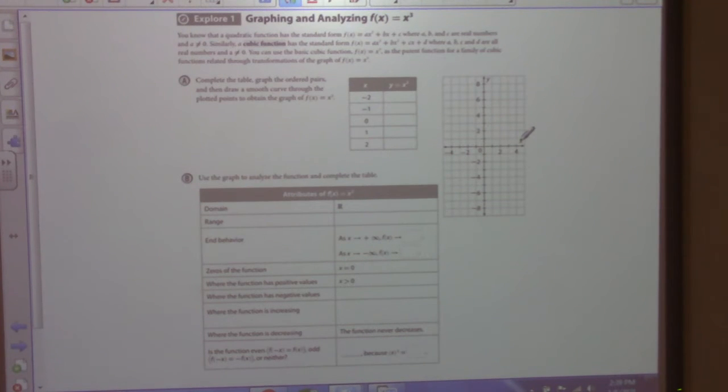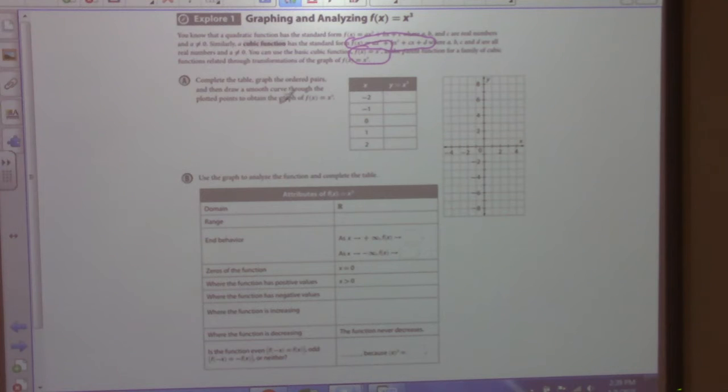Here we're given Explore 1, graphing and analyzing f of x equals x cubed. And so basically it says here, a cubic function has a standard form of f of x equals ax cubed plus bx squared plus cx plus d. And so a, b, c, and d will all be real numbers. And the basic cubic function here is f of x equals x cubed, the basic parent function.